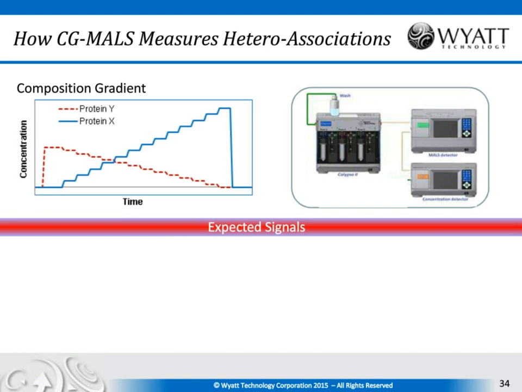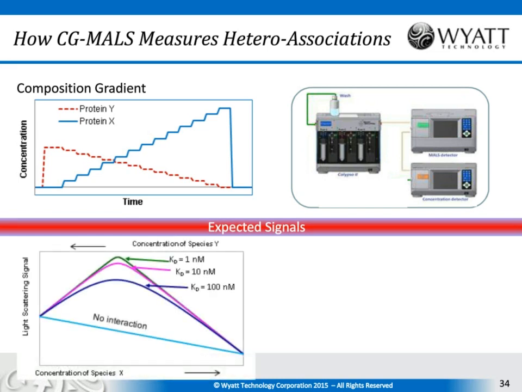And so, again, if there's no interaction, the light scattering signal will just be this linear relationship across the gradient. But if there is complex formation, then somewhere around the middle of this, where you have the right stoichiometric ratio, you'll get the most complexes forming, and therefore the highest molecular weight. And that will give you the peak in the light scattering. The tighter the complex, the more complexes form at a given concentration, the more light scattering, and the higher the peak, and that's how we can analyze the KDs.